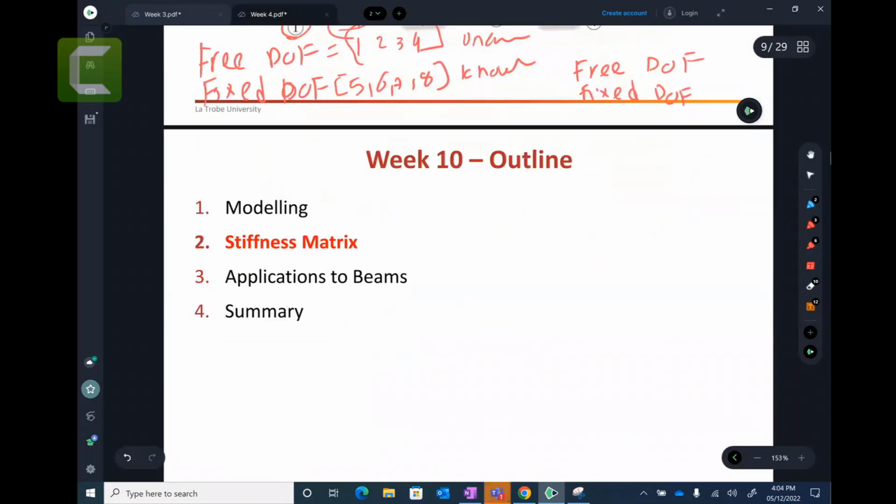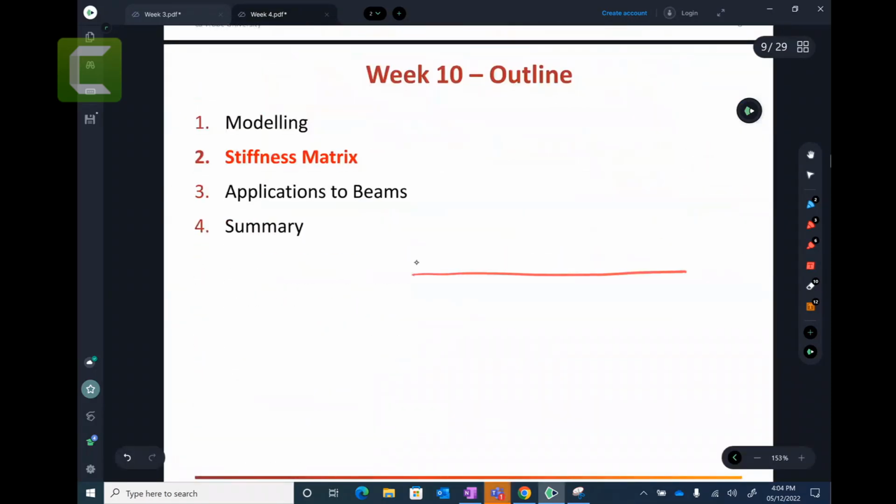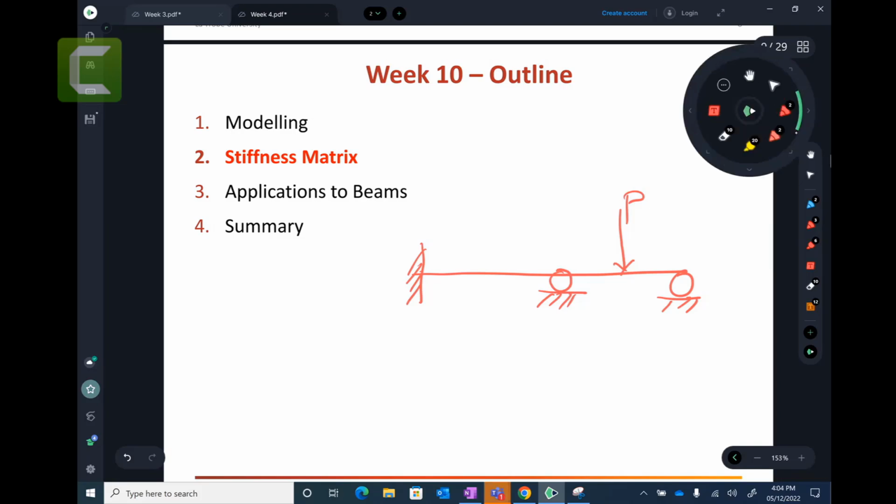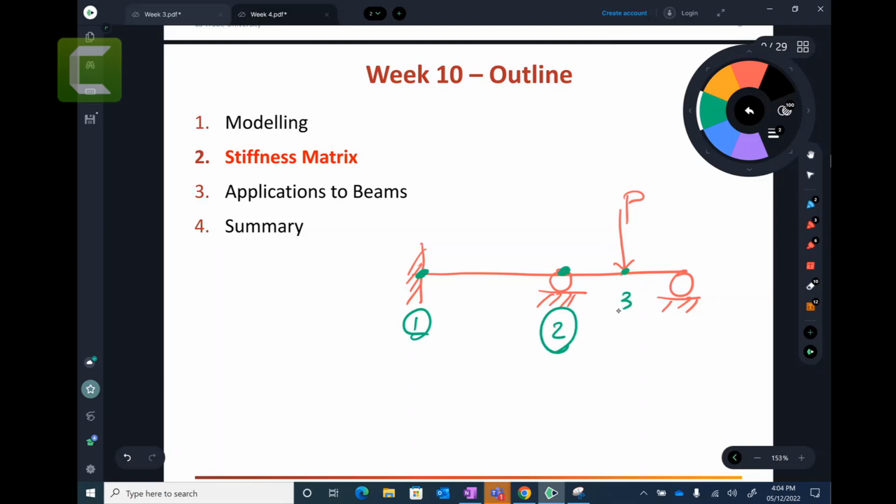What I said about degrees of freedom: let's say you have this beam. This is the beam given to you. Now this beam has nodes: node number 1, node number 2, node number 3, and the circle here is node number 4. The circled number is your node number. Now, each node has degrees of freedom. How many? 2. One is a displacement and another one is a rotation.